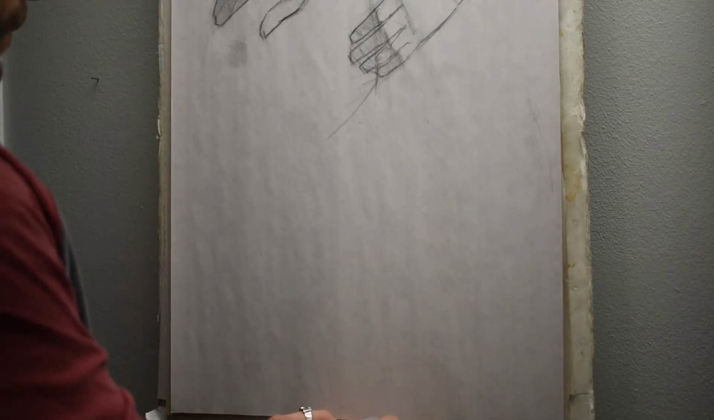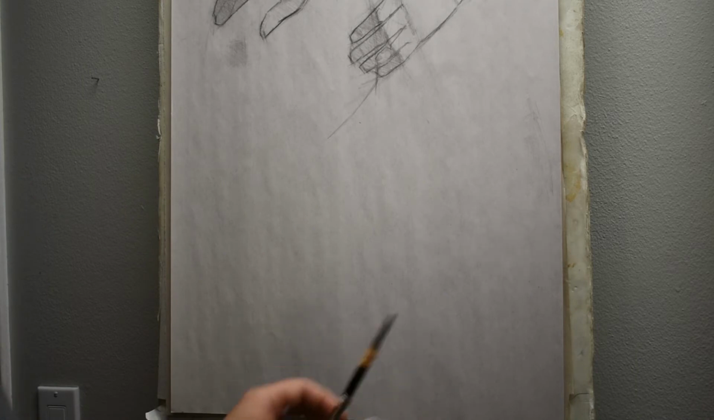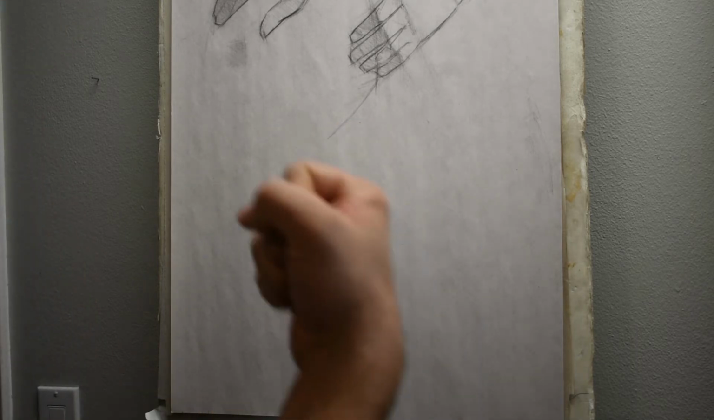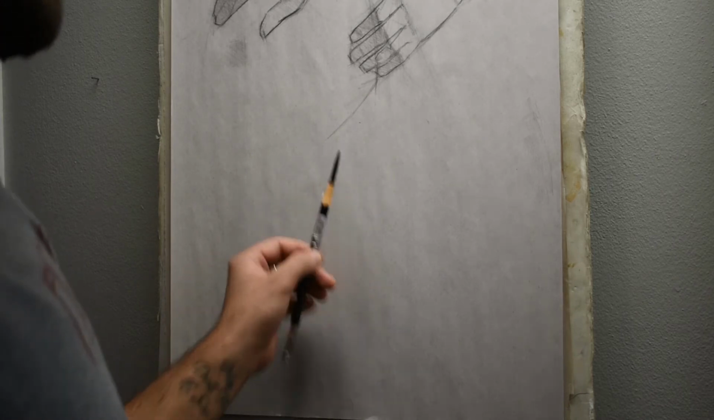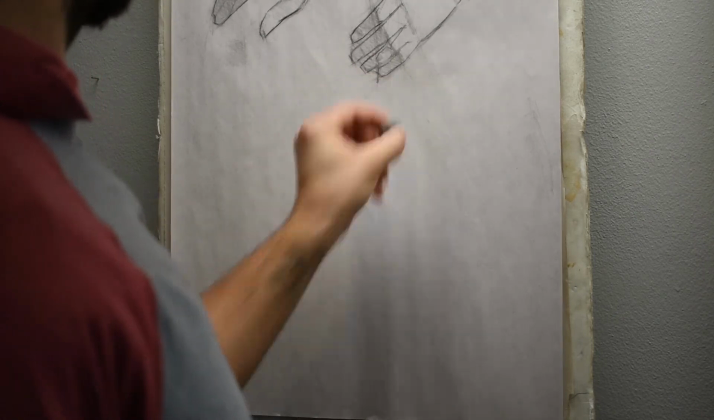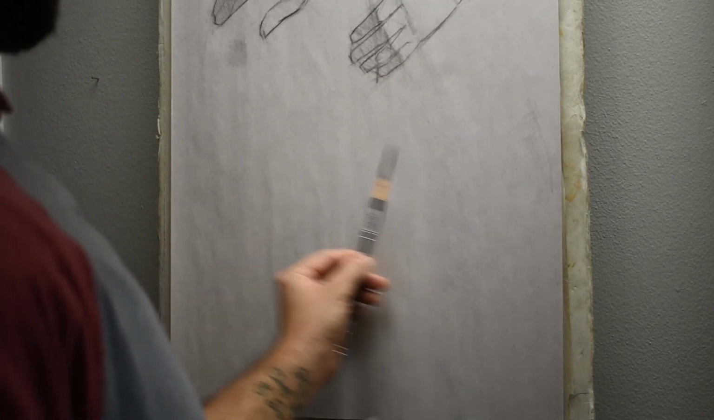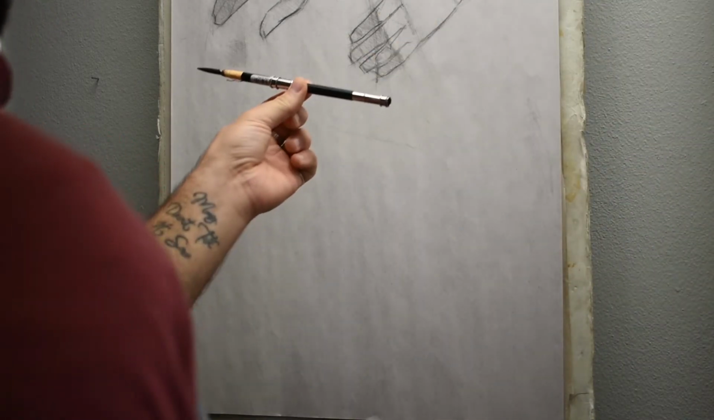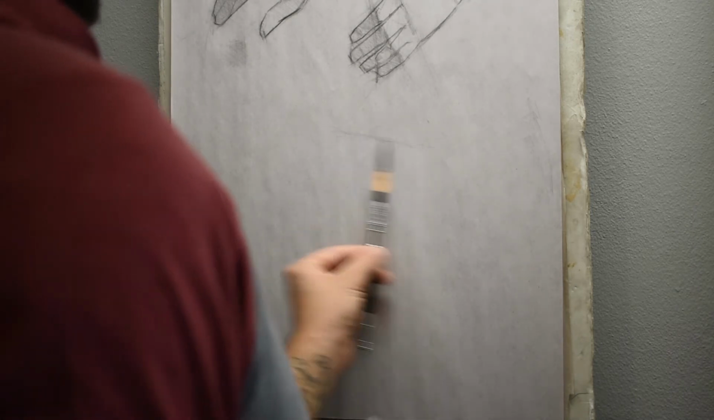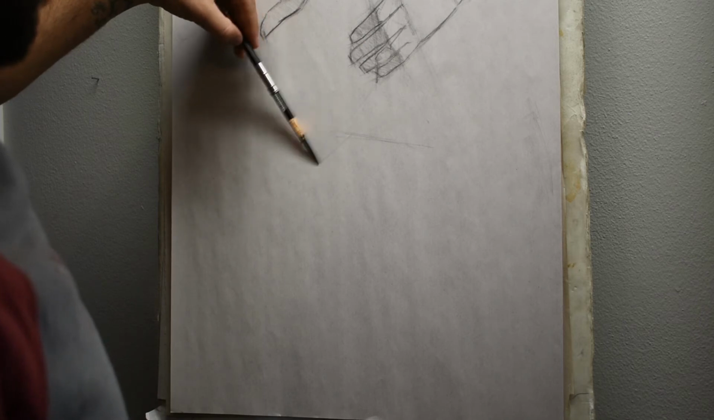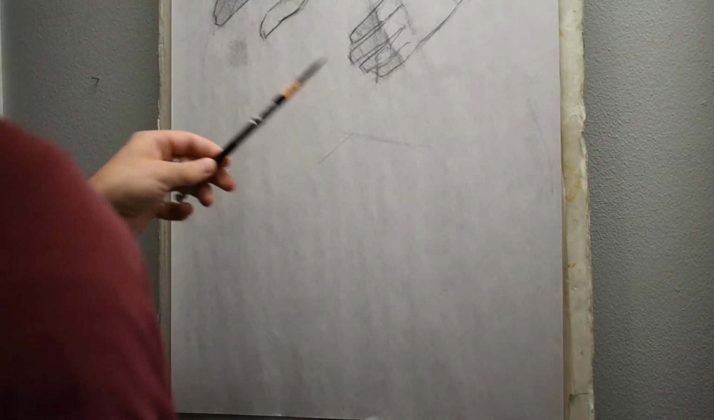Alright, so let's get into this next reference image, hand 2. And this one's more of a closed kind of fist, so let's see how we approach that. First, just getting the big envelope shape.